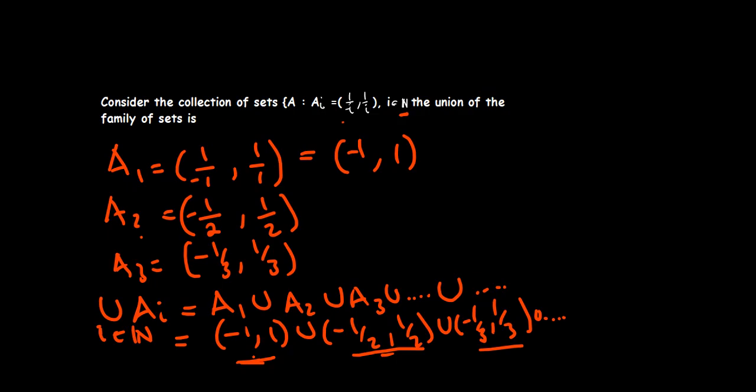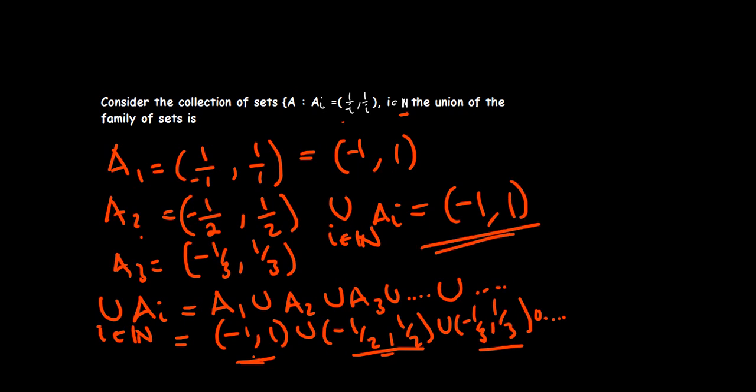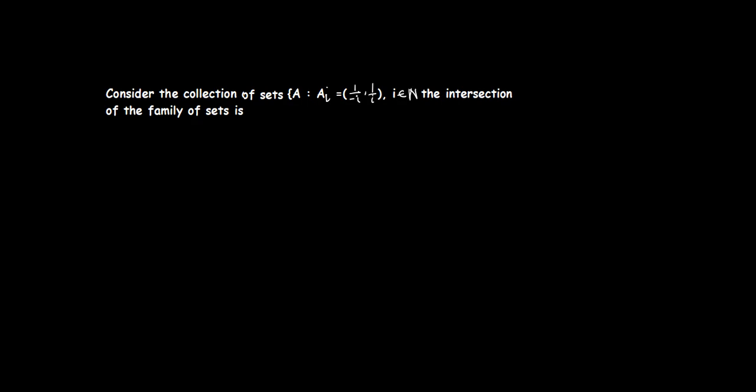So the union of the family of sets here, the union over i, a member of the natural numbers, of A_i, is equal to negative 1 comma 1 like that. So this is our union. Now we move on to the next one. This one is in terms of intersection. It's the same question, but now we're talking of intersection.